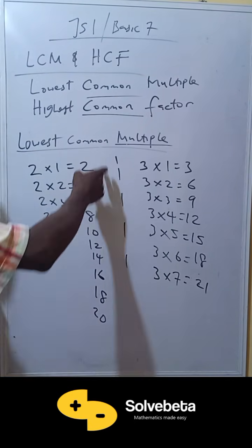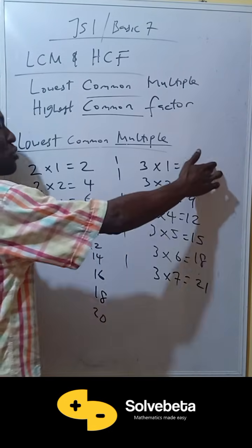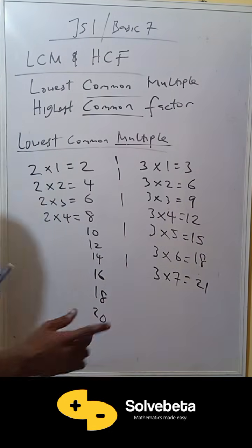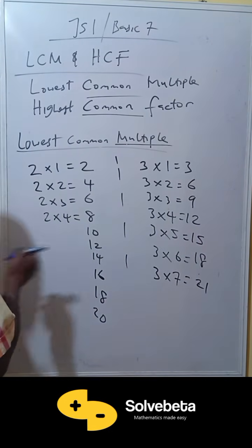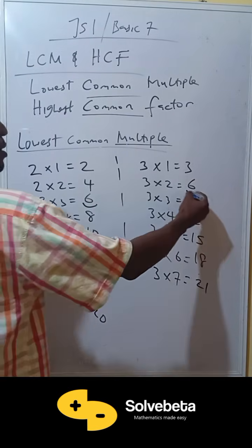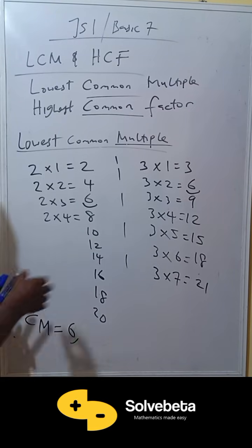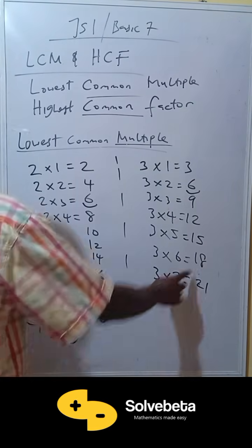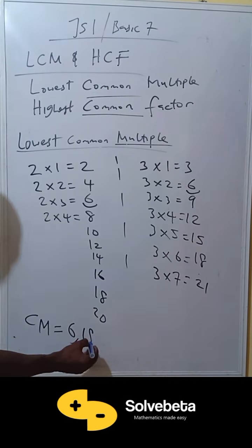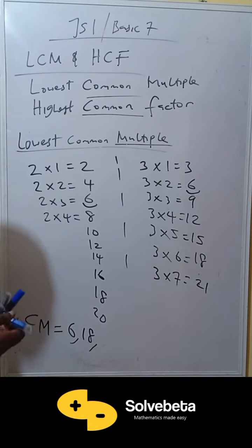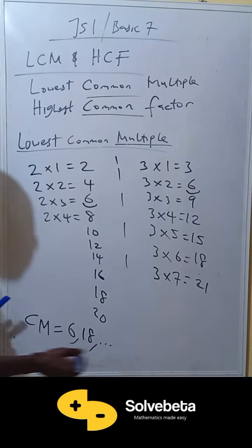So if I'm asked to write the common multiples of 2 and 3, the common multiples will be those multiples you can find here, and those multiples you can also find there. So what are the multiples you can find in both? We have first 6. So 6 is a common multiple. There are still other common multiples. Yes, 18 is a common multiple. And so on and so forth. There are still other multiples.